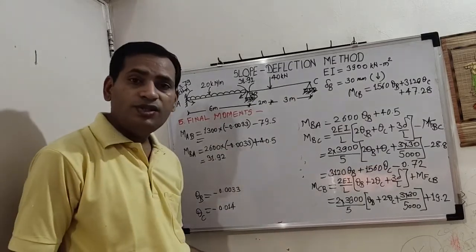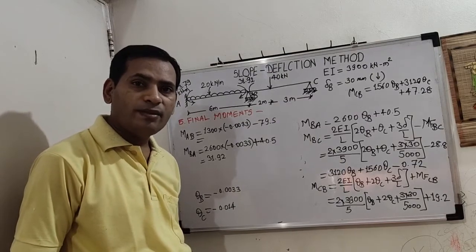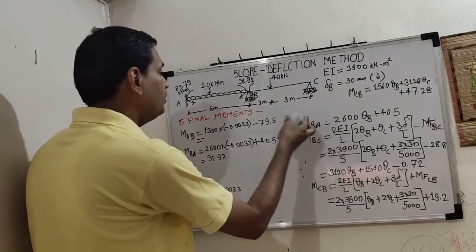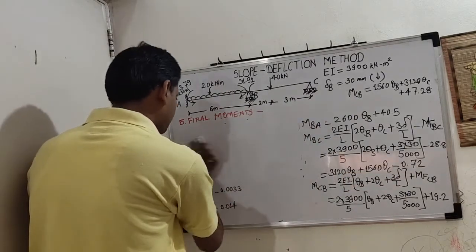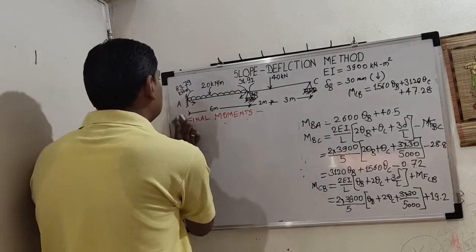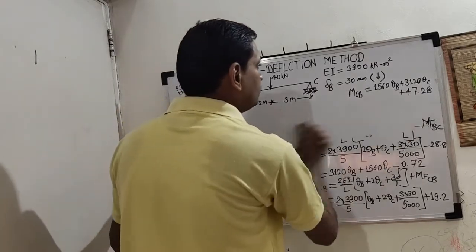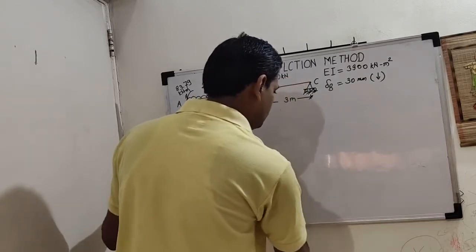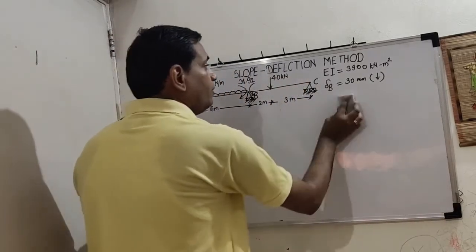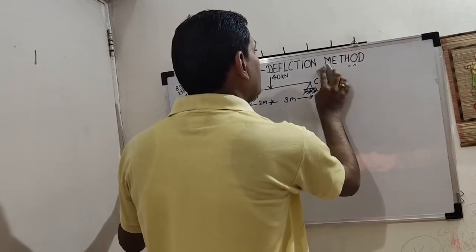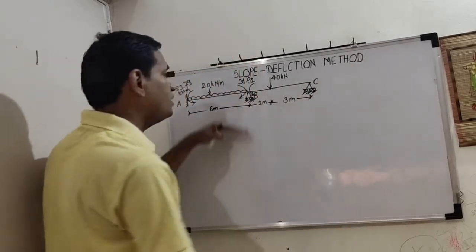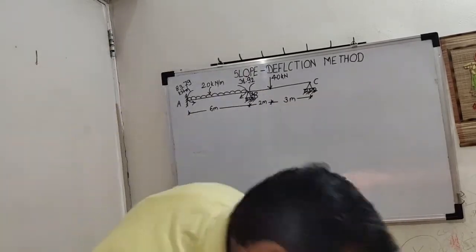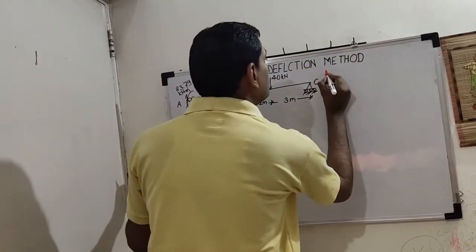Now we have to draw shear force diagram and bending moment diagram. So I will erase all this now because we don't need this anymore. Now I will do all the calculations here on right hand side, so that below this we can draw SFD as well as BMD. Okay, so our next step is reactions.